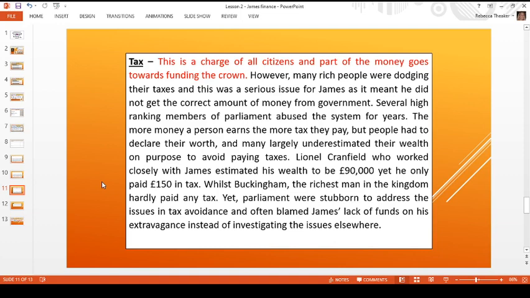Yet, Parliament was stubborn to address the issues in tax avoidance, and they often blamed James's lack of funds on his extravagance instead of investigating the issues elsewhere. So when Parliament would meet to discuss James's financial problems, they would brush over tax. They'd say, oh yeah, tax isn't really the problem here, let's not really discuss tax. Instead, let's talk about how much money James is giving to his Scottish friends. They were very much willing to criticise James for that, but they weren't actually willing to shine a light on tax problems because then they knew that they would have to pay more tax. So slightly different one there.